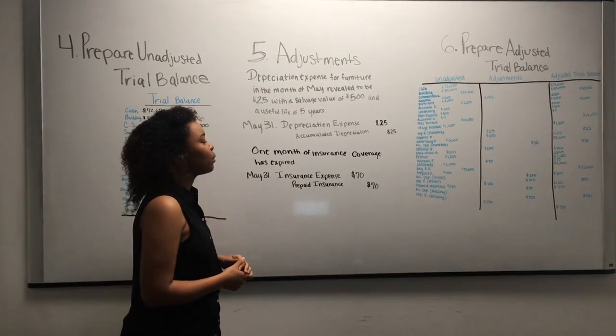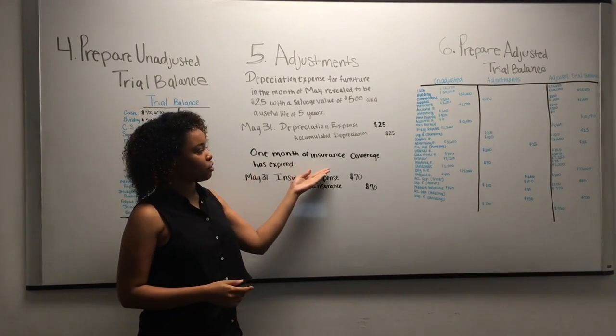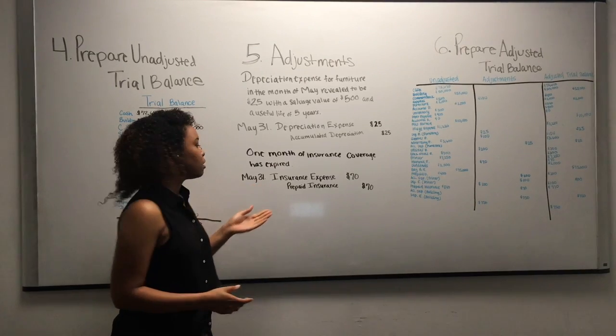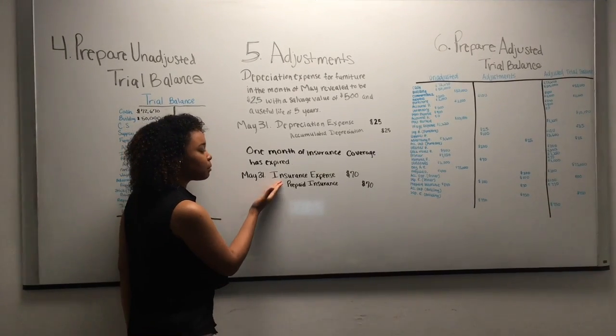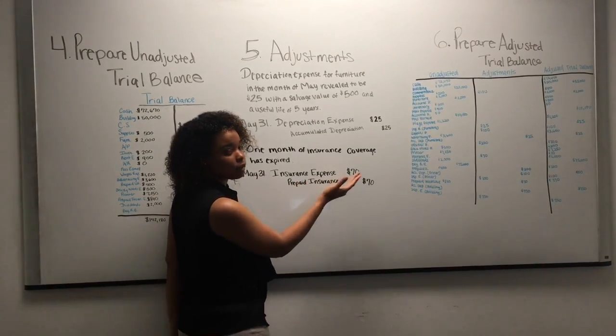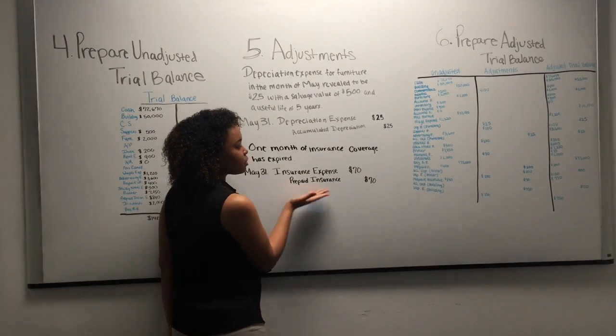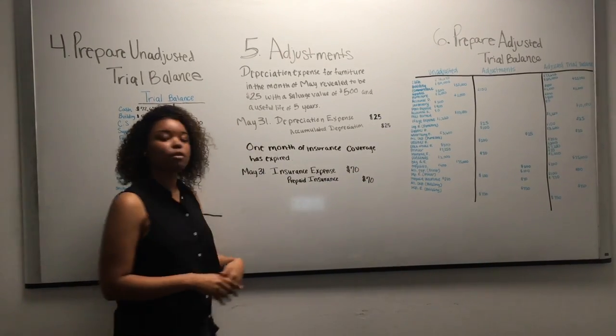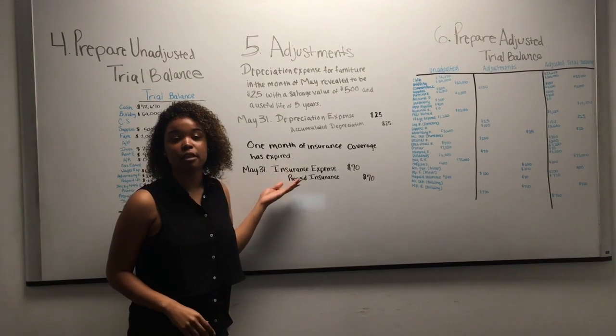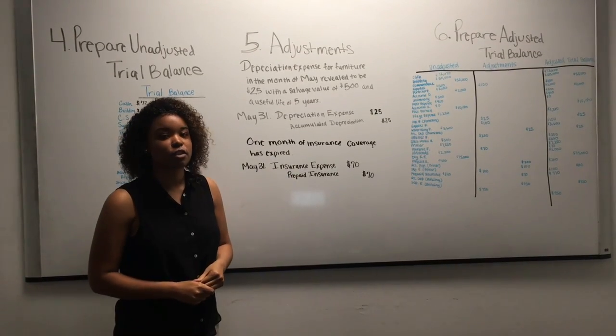And the next example we have is one month of insurance coverage has expired. So the transaction reads, we debited insurance expense for $70 and credited prepaid insurance for $70. And for those of you that don't know, the word expires means that Pear Inc. used one month of insurance coverage.